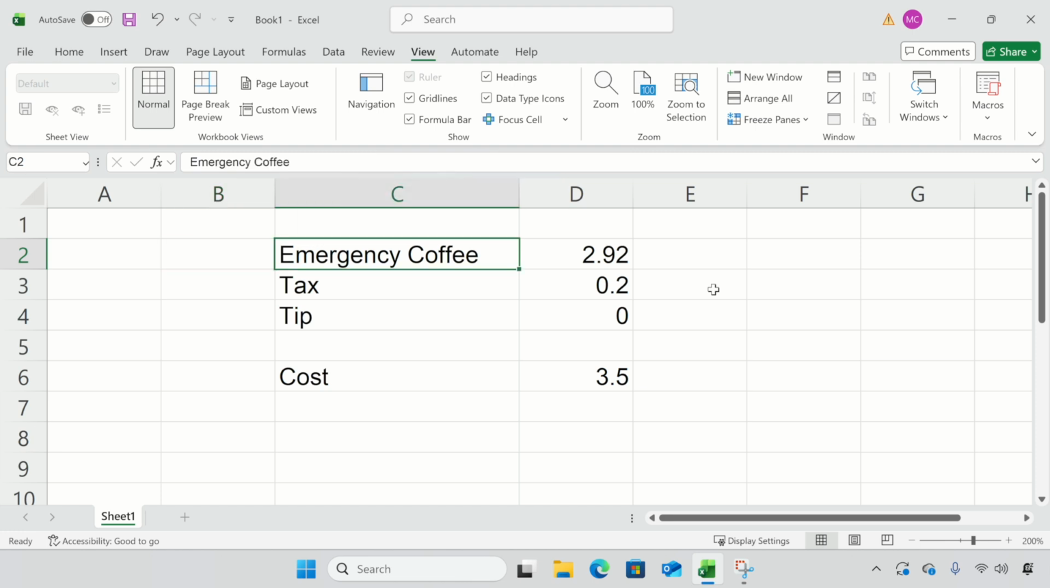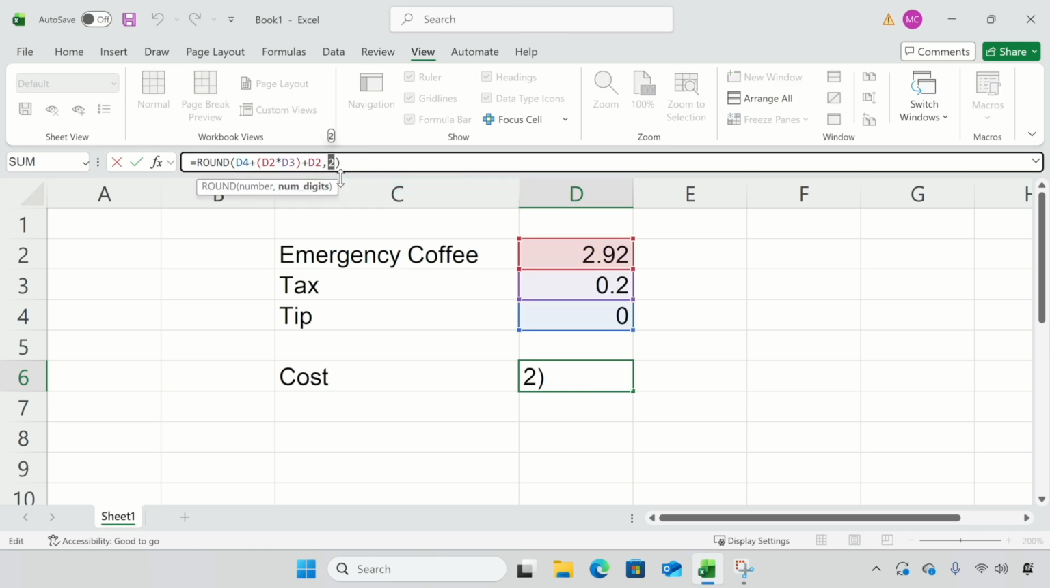We all need caffeine. This sheet tracks the price of our morning survival juice, £2.92. We add 20% tax and a tip, which varies depending on the emotional stability of the barista. All of this rolls into cost, the total amount we sacrifice to stay functional.